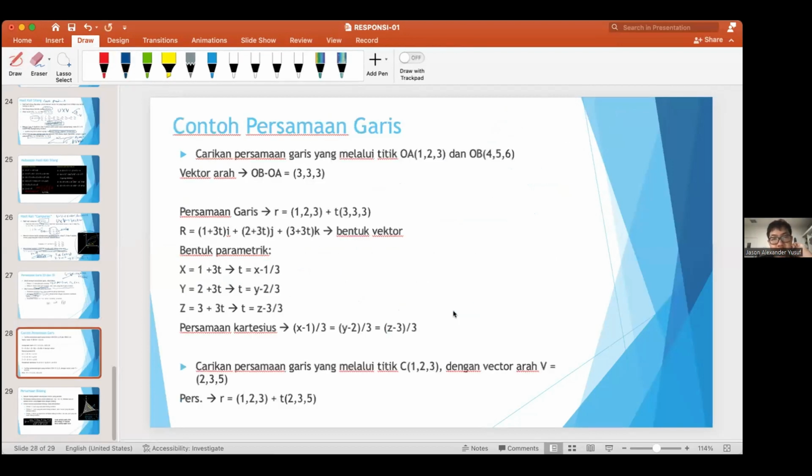So next, this is an example. Find a line that passes through the points OA and OB. The first thing that you should do is to find the directional vector, which is OB minus OA. So this is what you get. So we can apply the line equation. This is the general line equation that we're going to get. This is general.